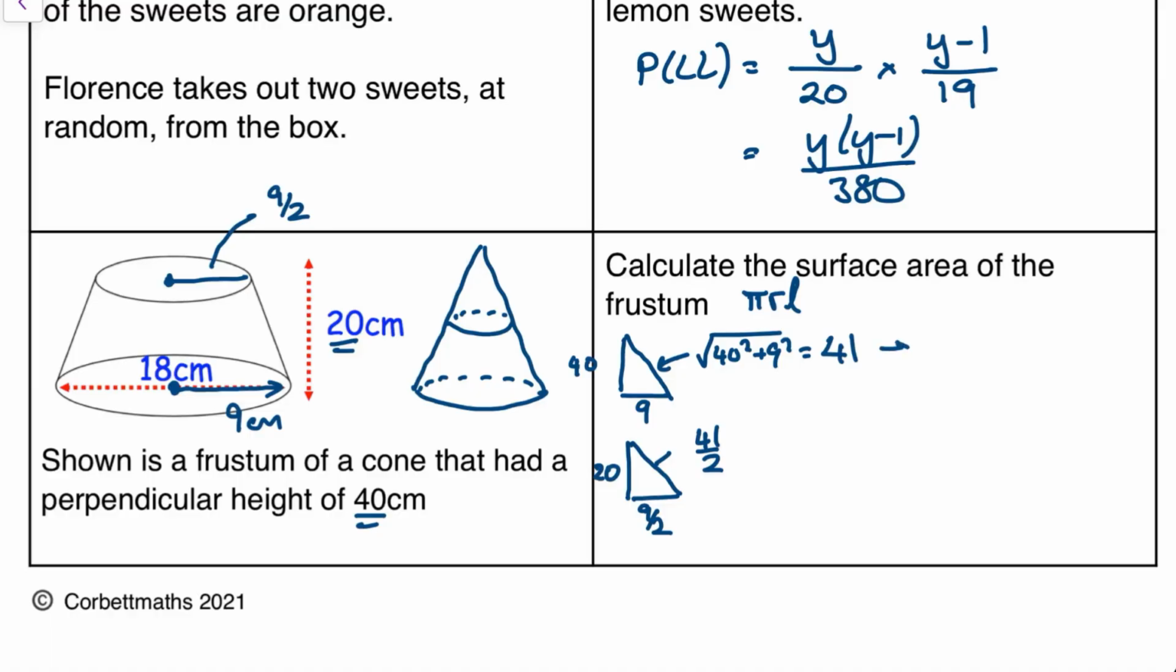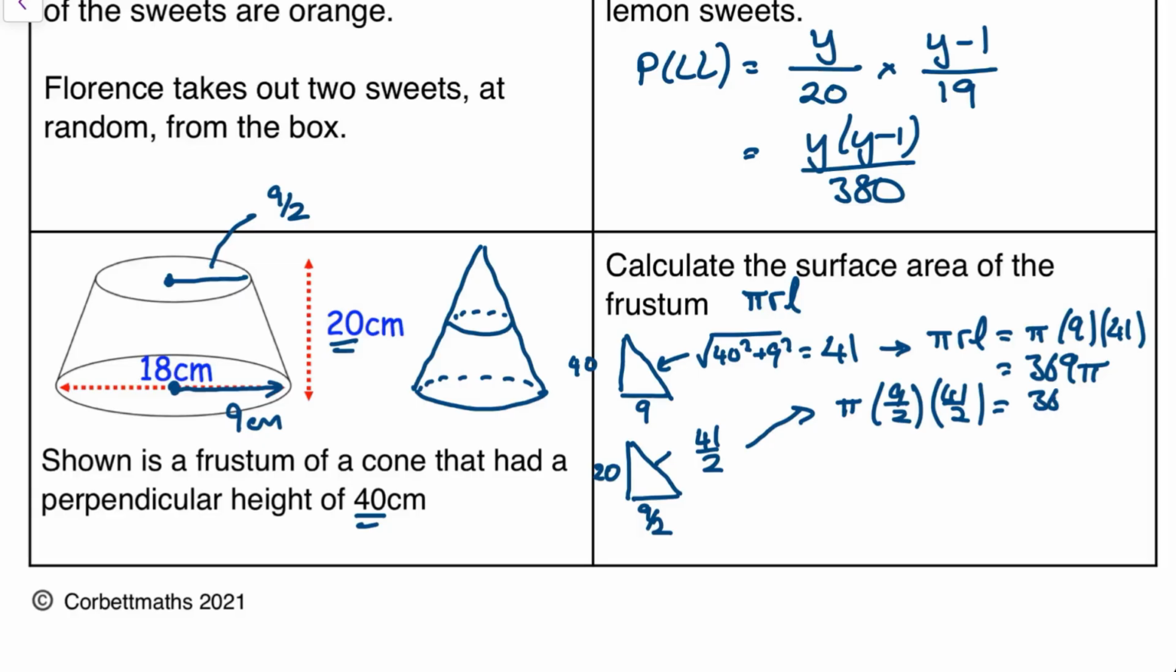Which means the curved surface area of the large cone, so the cone before I took the bit away, is going to be pi RL, which is pi times 9 times L, which is 41, which is going to be 369 pi. And the curved surface area of the small cone is going to be pi RL as well, which is going to be pi times 9 over 2 times 41 over 2, which equals 369 over 4 pi. And again, perhaps unsurprising, because the scale factors are half, so therefore the area scale factor is going to be a quarter. That feels like it makes sense.